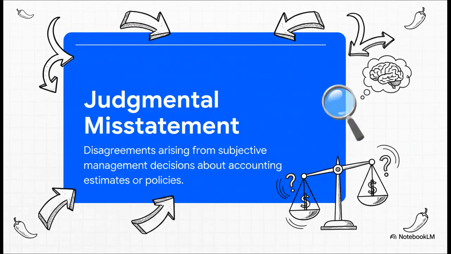Next, we have judgmental misstatements. Now, this is where things get a little subjective. These pop up from disagreements over management's own decisions. Things like accounting estimates or the specific accounting policies they decided to use. It's less about right or wrong and way more about reasonable or unreasonable.